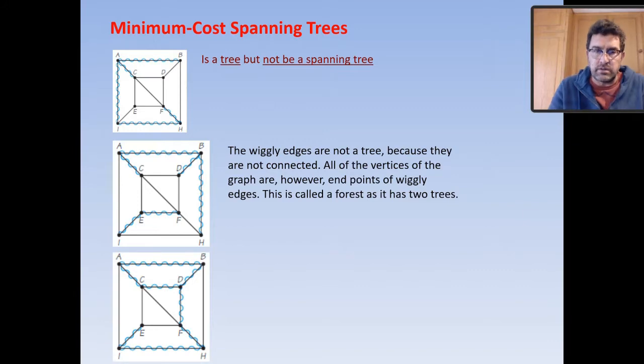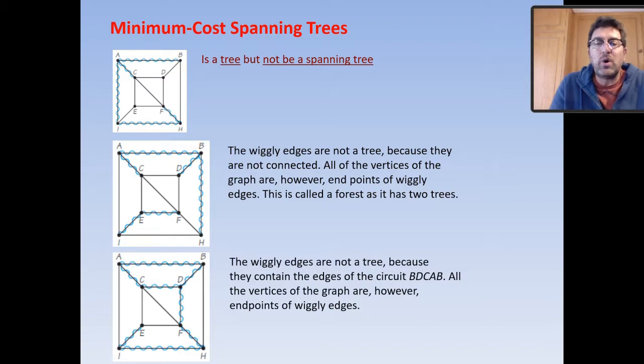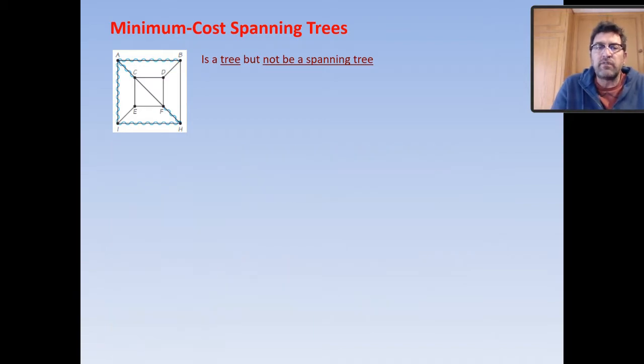Let's look at the third graph. If we look at the third example there, it's very clear that we have connected all the vertices, but A, B, C, D forms a circuit. So it's not a tree nor a spanning tree of the initial graph.